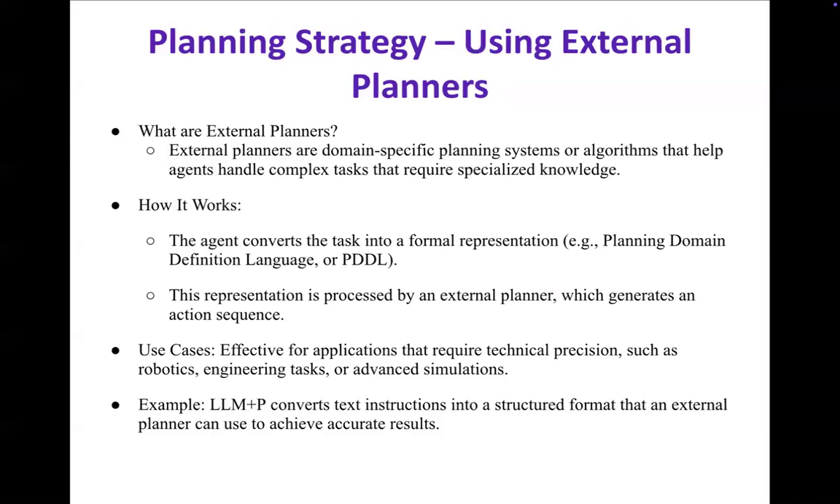Another planning strategy is using external planners, which are domain specific planning systems or algorithms that help agents handle complex tasks that require specialized knowledge. It works by converting the task into a formal representation, and this representation is processed by an external planner, which generates an action sequence. It's effective for apps that require technical precision, such as robotics, engineering tasks, or advanced simulations. An example that they give is that LLM+P converts text instructions into a structured format that an external planner can use to achieve accurate results.